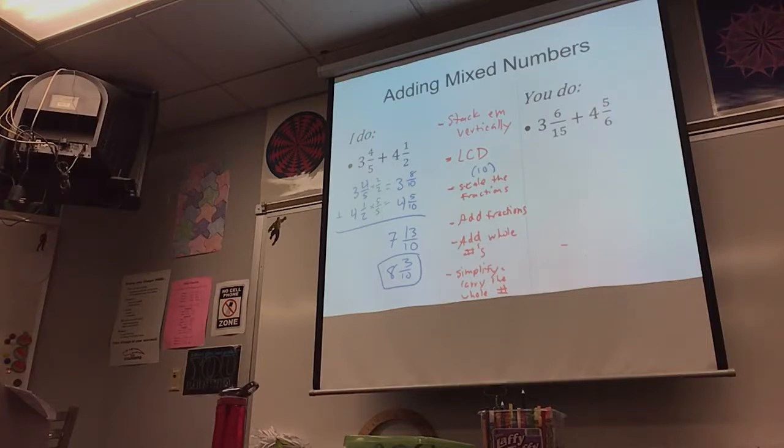Now we need to stack them vertically. And then we need to find the LCD, so follow those steps. We need to follow those steps. The LCD is the least common denominator, so remember this, find the least common denominator. So we have 15 and 6. Find the LCDs. I don't teach finding LCDs because you learned that already.